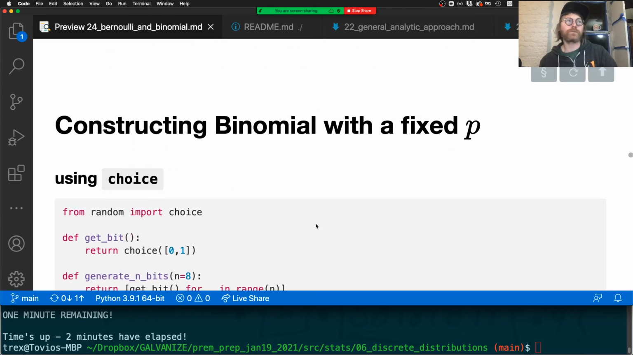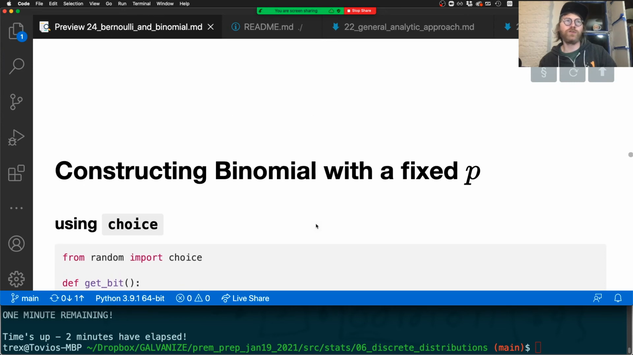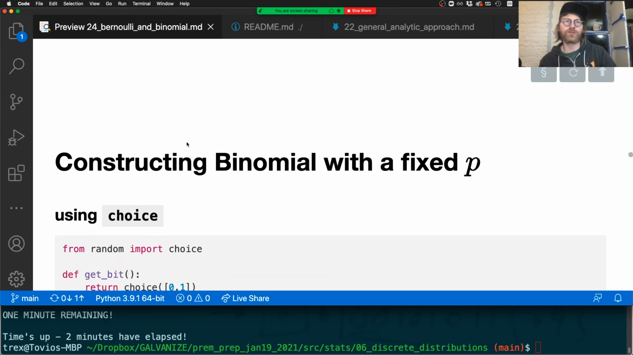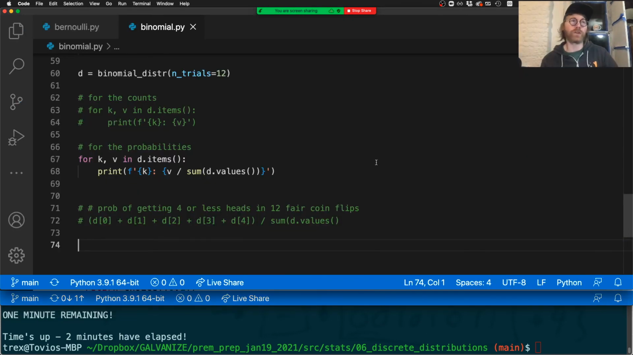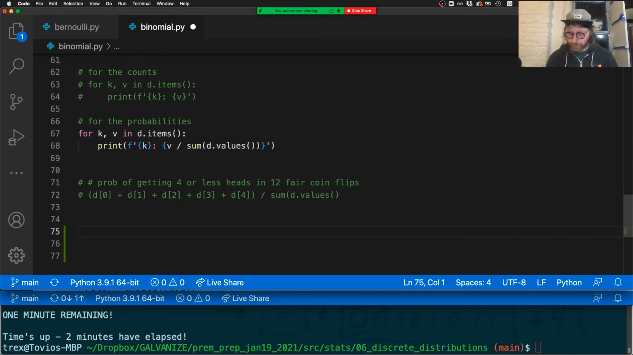So we're going to construct binomial first with a fixed probability for each Bernoulli trial. So let's call this binomial through sampling.